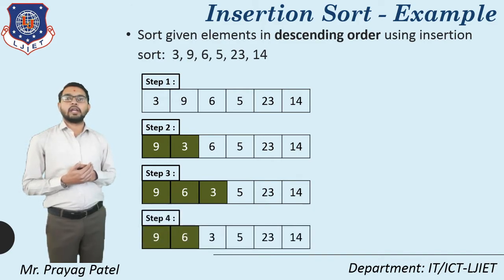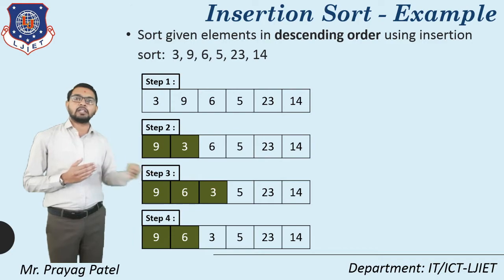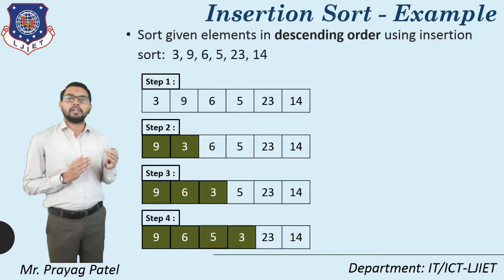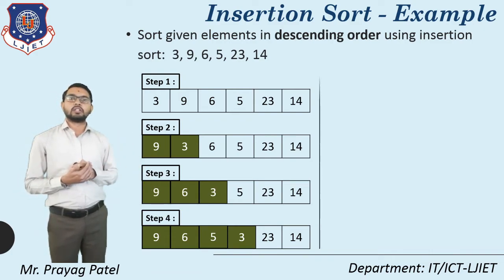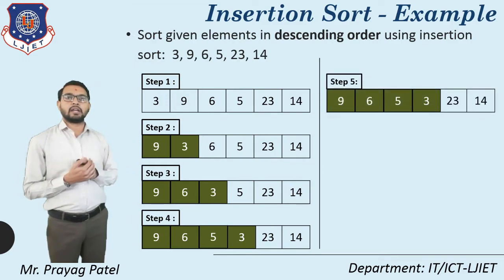Now step number 4. In step number 4, the next value is 5. So put the 5 in descending order. So we can say 9, 6, 5 and 3. That's why we perform the right shifting operation of 3, then put the 5 at the remaining location number 3. Now consider step number 5. In step number 5, already 4 elements are sorted.